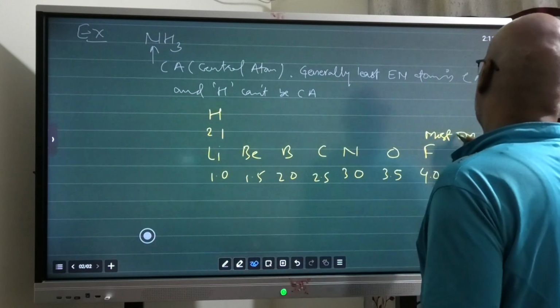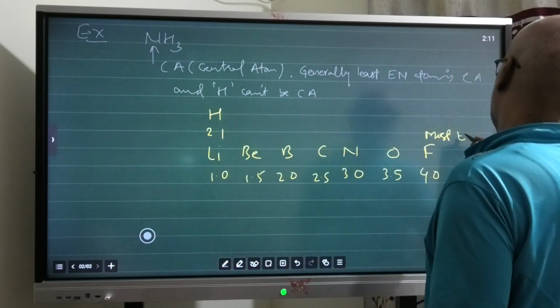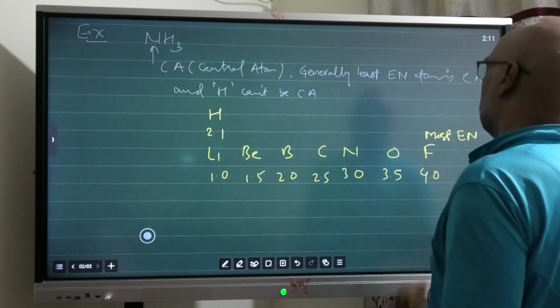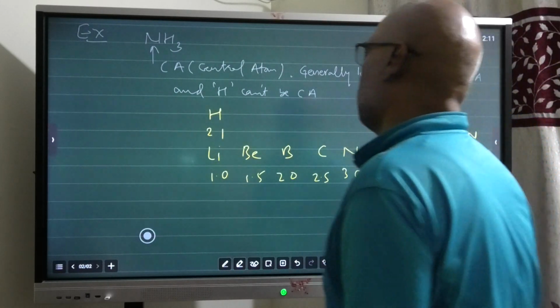It is most electronegative. Second most electronegative, can you tell me? The second most electronegative is oxygen, 3.5. Okay. Now we can go for third period.